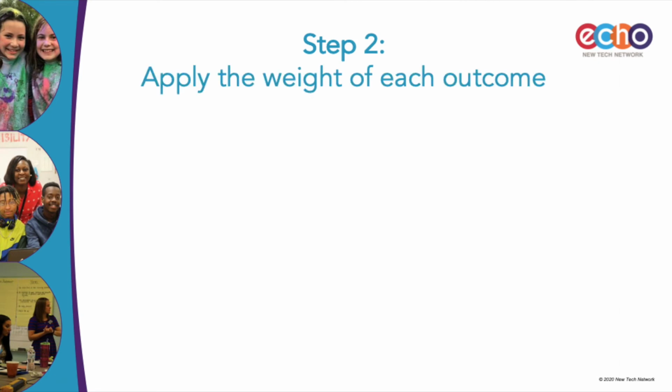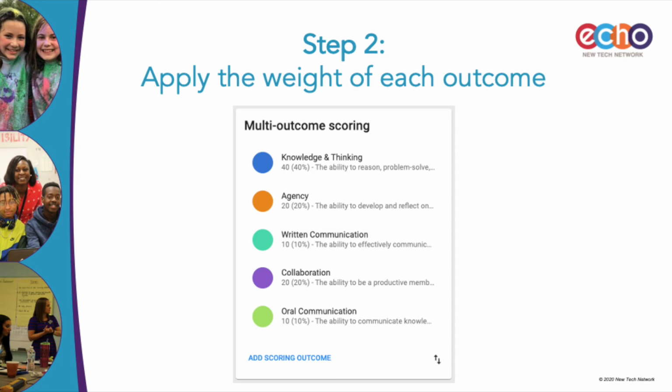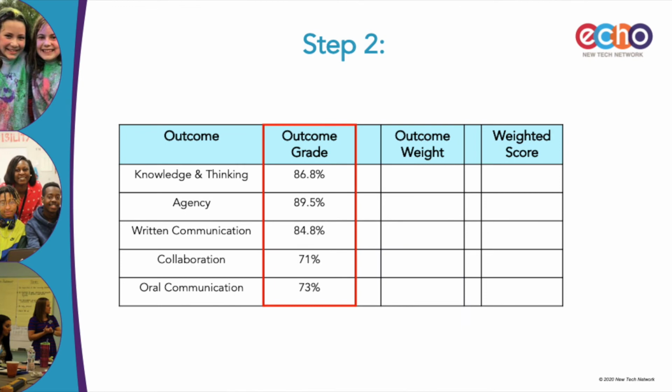Step 2 is applying the outcome weight to each outcome score. Weights that are designated for each outcome are set up at the course level within your course settings. These weights will be determined by your school and your new tech coach. Once Echo calculates a percent for each learning outcome, it applies the weight.